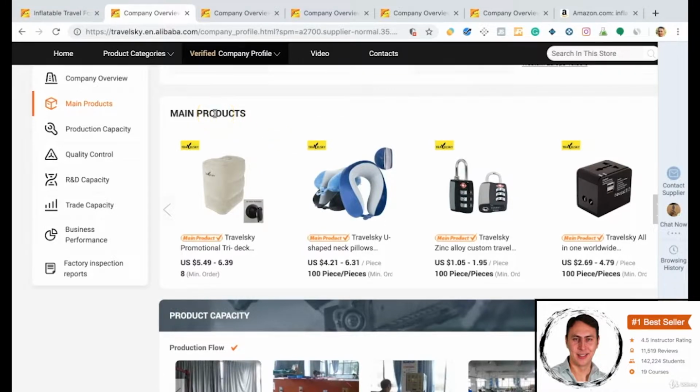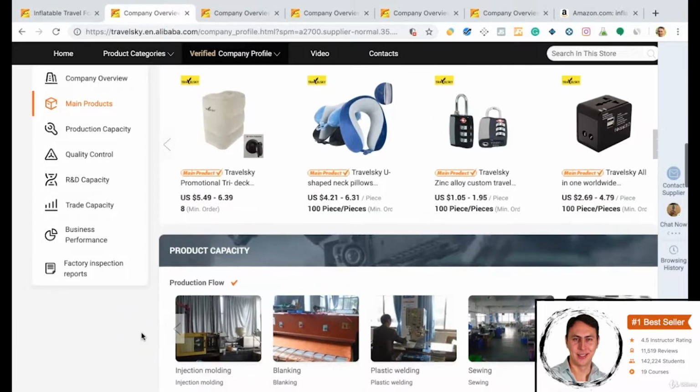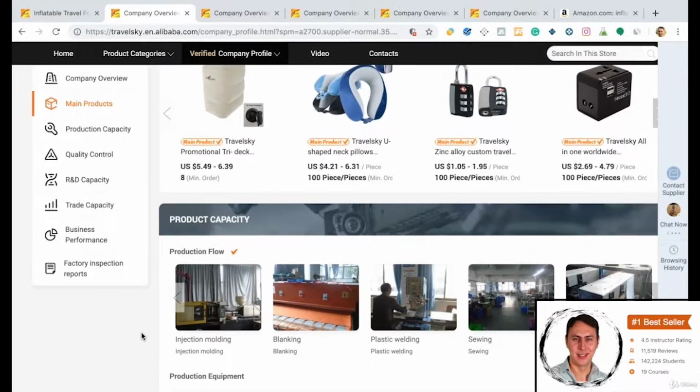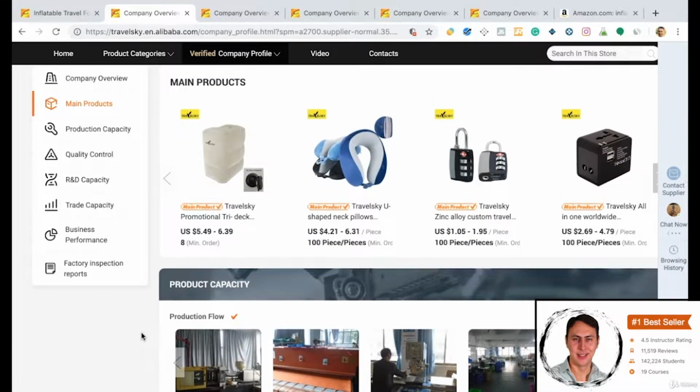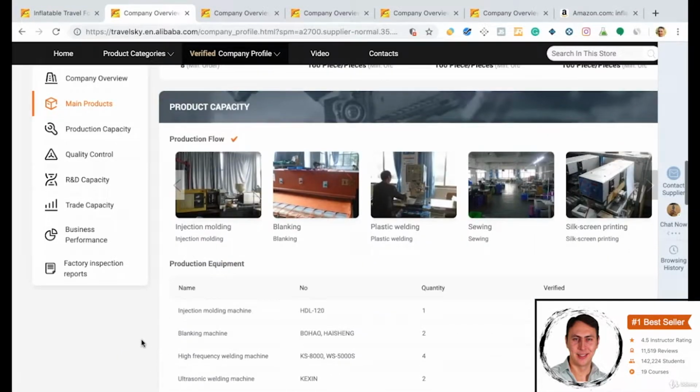Check out the main product section. Our needed product is here and tagged as main product. They marked our needed product as their main product. So it is really nice. It means that they have huge knowledge about the product, because they are producing this product essentially. Let's go down on the page.